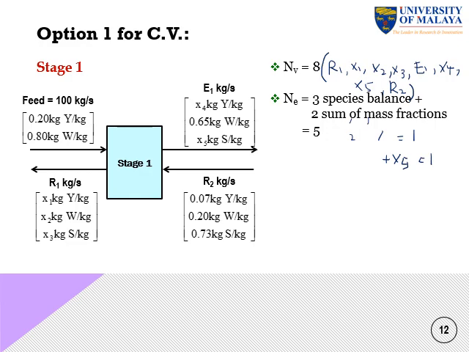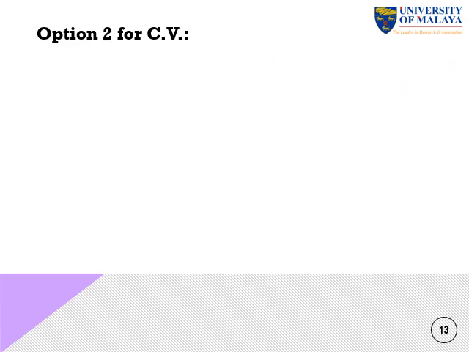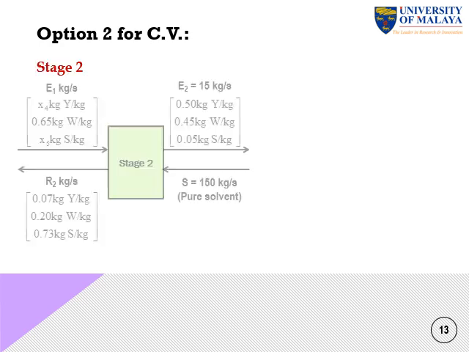Then your DOF is 8 minus 5, which is greater than 0. So you may not want to start solving your question from this control volume. You don't want to start here. Next, we look at the second option for control volume, which is stage number 2.